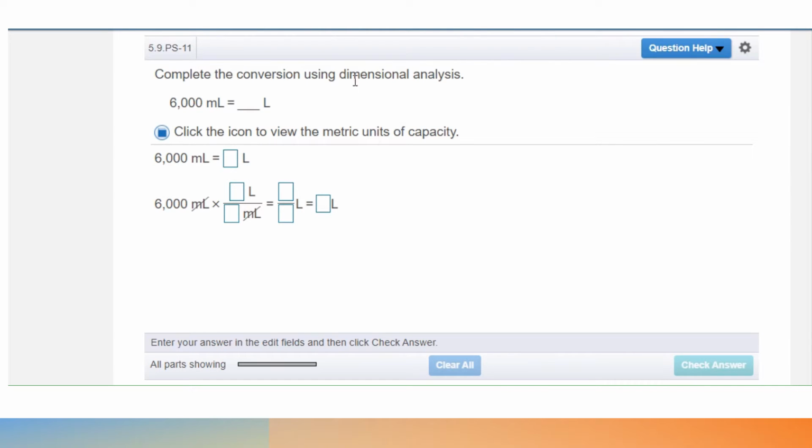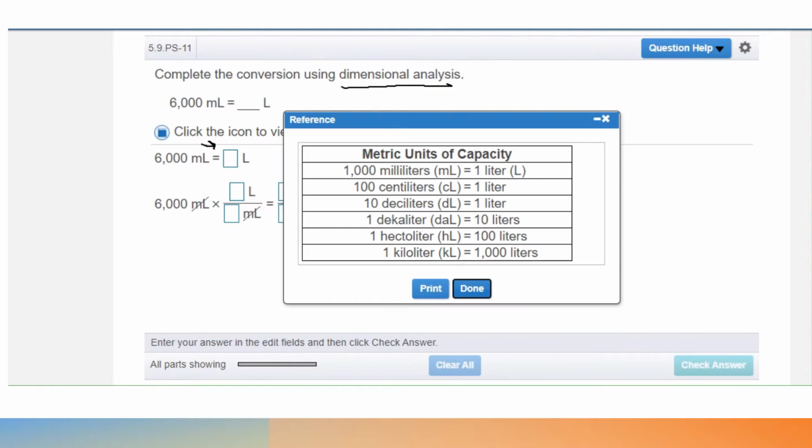This is using dimensional analysis, so this is a different method. This method, you really want to know how to multiply and divide fractions. So we want to convert 6,000 milliliters into liters. So I do need to get my conversion table, so I'm going to open that up right here, and I'm going to move it to the side.